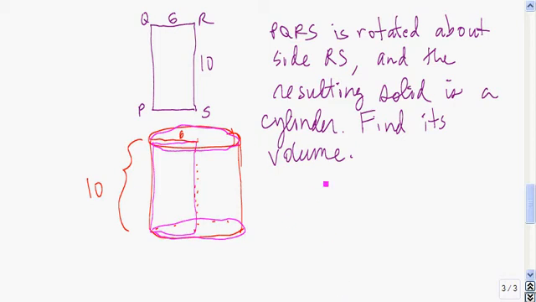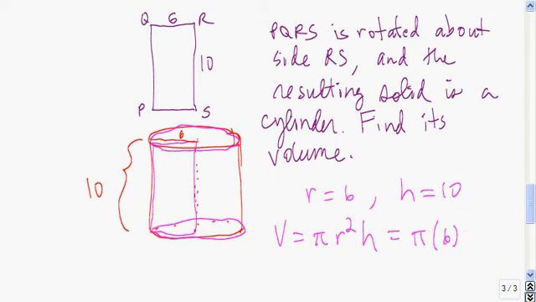Okay, so this cylinder here has a base radius of 6 and a height of 10. We know that the volume of the cylinder is the area of the base times the height. So the area of the base is going to be pi r squared times the height. So this is going to be pi times the radius, which is 6, squared, times the height, which is 10. So that's pi times 36 times 10, which is going to be 360 pi.